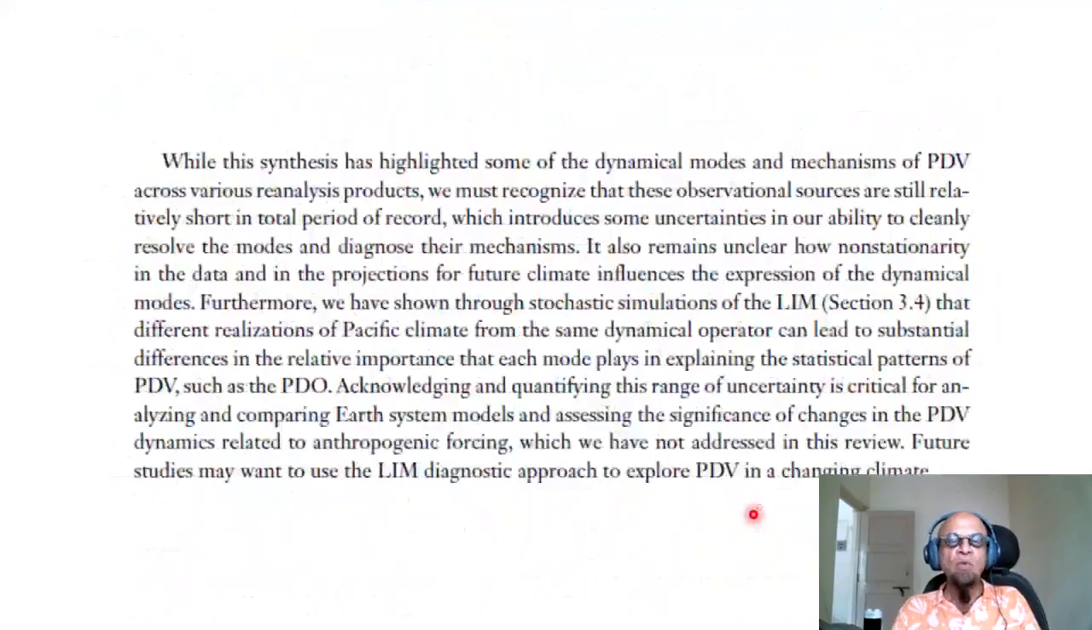So, we have high frequency weather noise, which is integrated to produce low frequency signals in the ocean and the coupled climate system with global reach, but they have a decay scale because the noise forcing is continuous, right? Well, this synthesis has highlighted some of the dynamical modes and mechanisms of PDV across various reanalysis products. We must recognize that these observational sources are still relatively short in total period of record, which introduces some uncertainties in our ability to cleanly resolve the modes and diagnose their mechanisms.